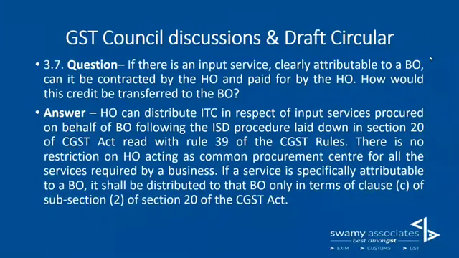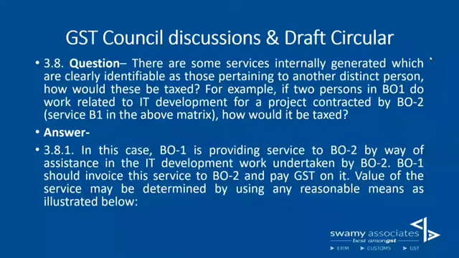This is what this clarification says. Next one: there are some services internally generated which are clearly identifiable, and those, specifically the head office may provide to one particular branch, should follow the cross-charge model. They are also giving, these are all a little long, I'll share the PPT also.